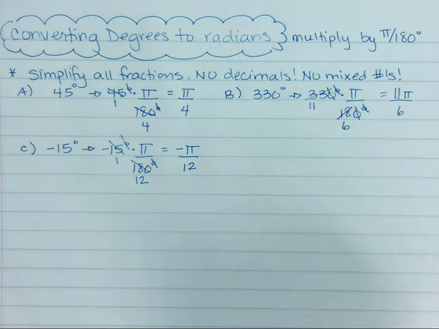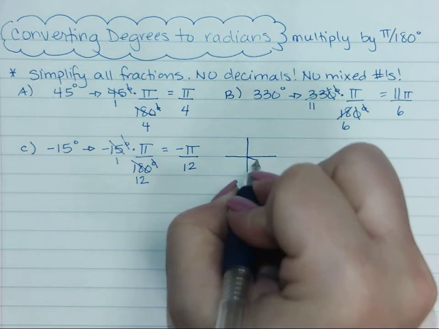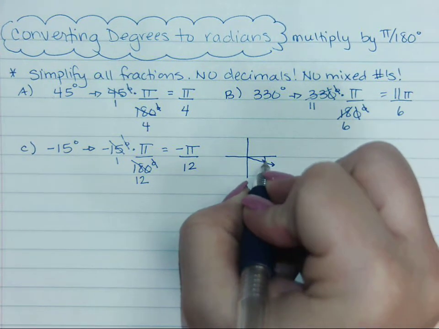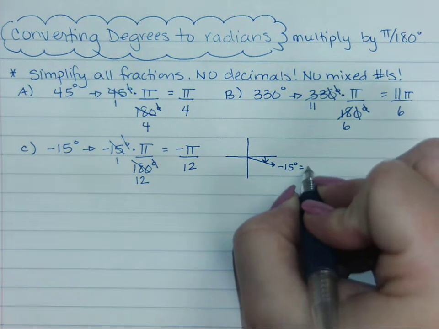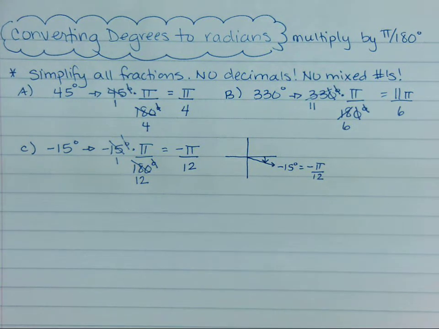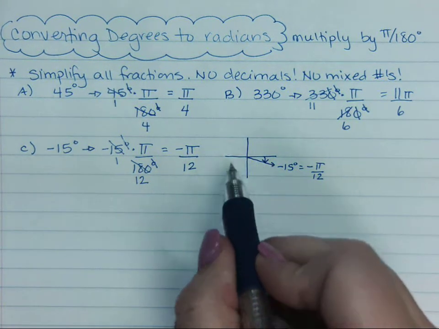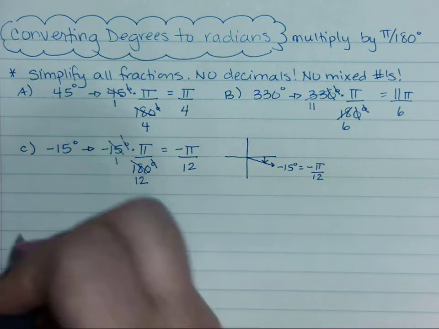What this is really saying is that I went down to negative 15 degrees, and that has the same value as going in the negative direction pi over 12 radian units. All right, so this is what we call a graphical representation of this degree and radian measure. So we can do that for a variety. Okay, let's just do one more.